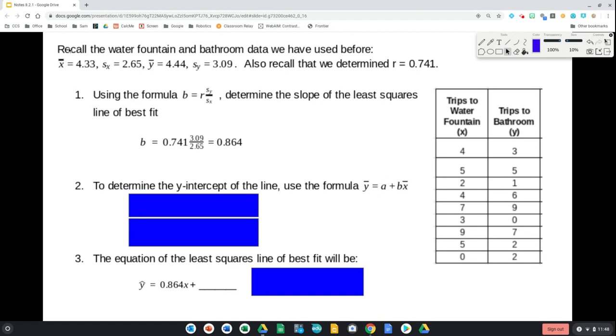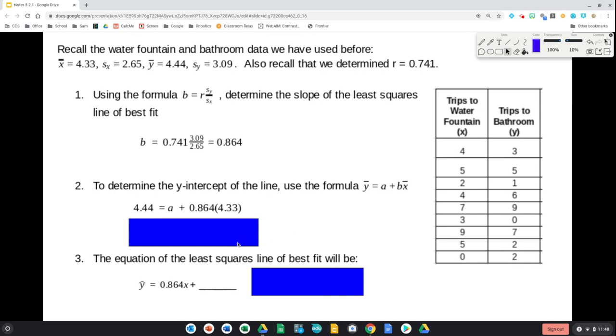So again, going back to the values, we have values for y bar, we have values for x bar, we now have a value for b. So go ahead and substitute that into the equation, and it looks like this. Now we're going to solve that equation for a, which will be our y-intercept. So go ahead and solve that equation. What do you get for a?